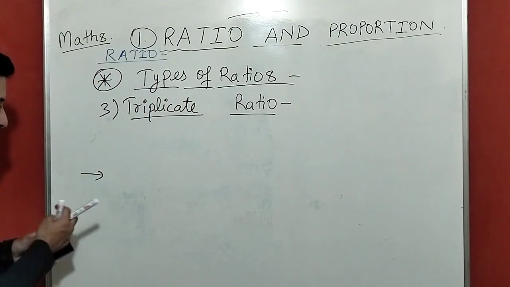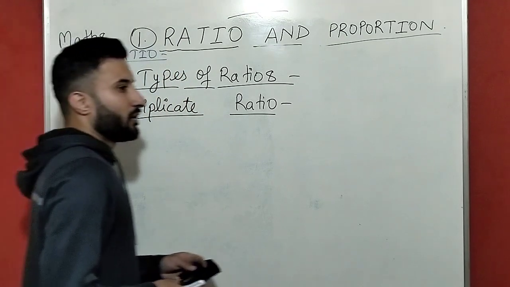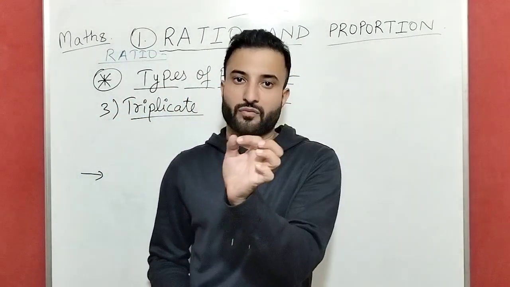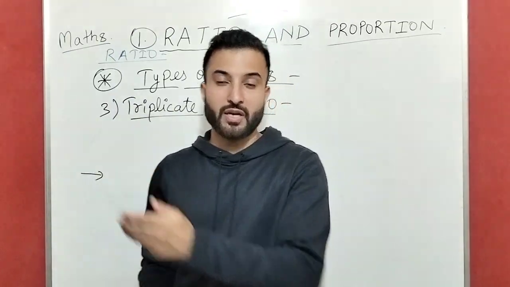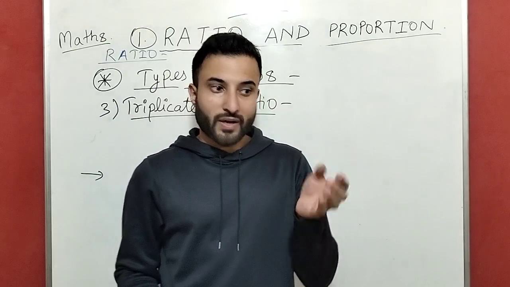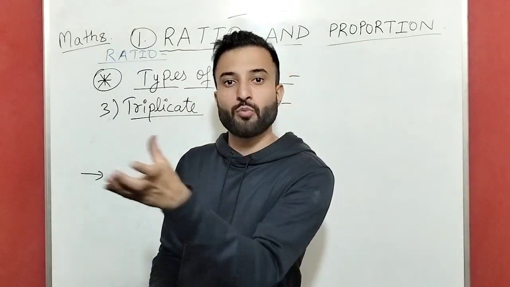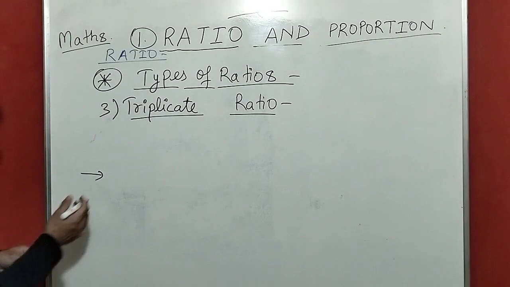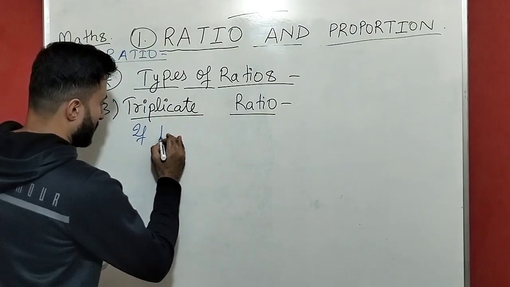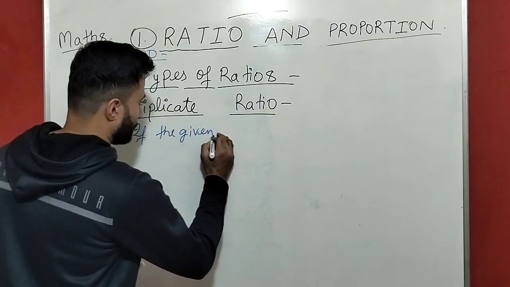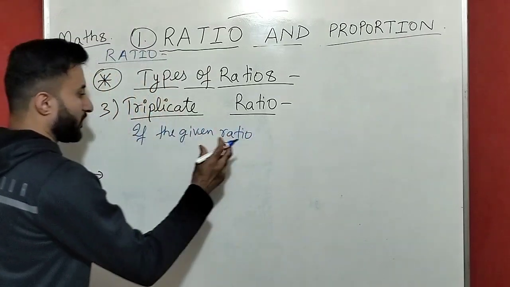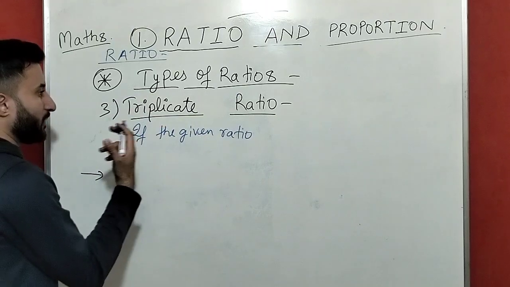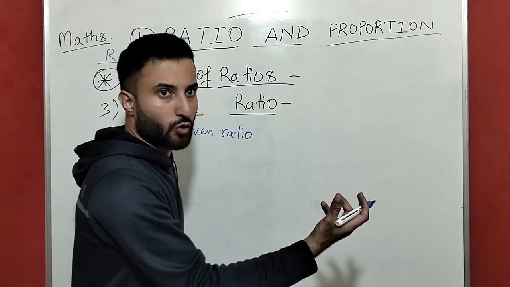So triplicate ratio means, see, duplicate ratio means whatever the ratio is given, we have to do the square of that ratio to get the duplicate ratio. Now triplicate ratio means whatever the ratio is given, we have to do the cube of that ratio. Okay, that is a triplicate ratio.